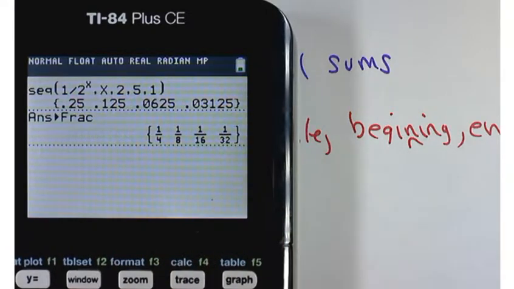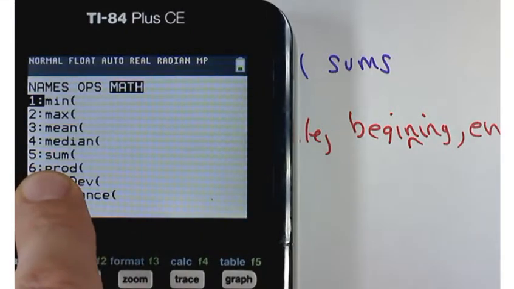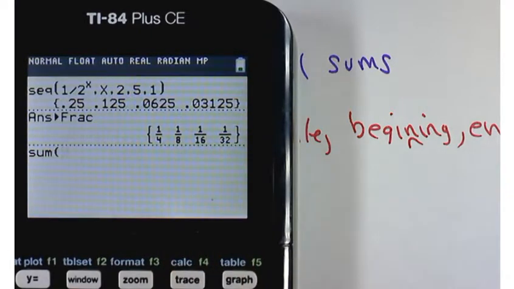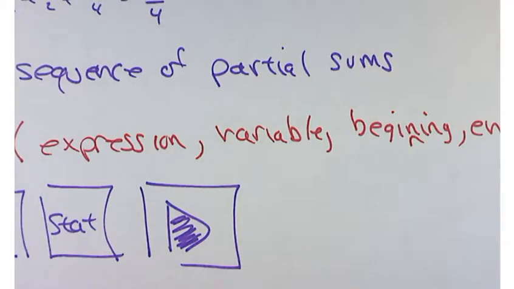So you go to second list, then over to ops. This time I want the sum. Now let's do the sum of my previous answer. So second and then the minus key, like that. So there you go. That's the sum of those 4 terms. I'm not sure you really want to spend too much time trying to play with that, but it is kind of handy for what it's worth. Let's focus on the task at hand, though, which is going to be working with this sequence of partial sums.